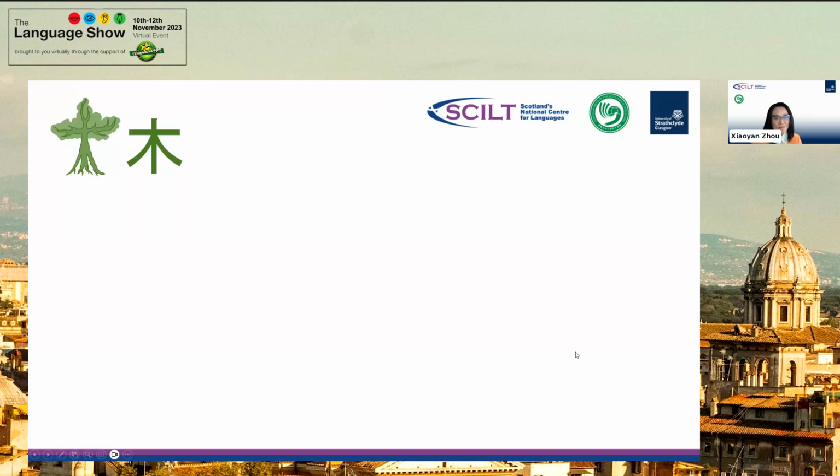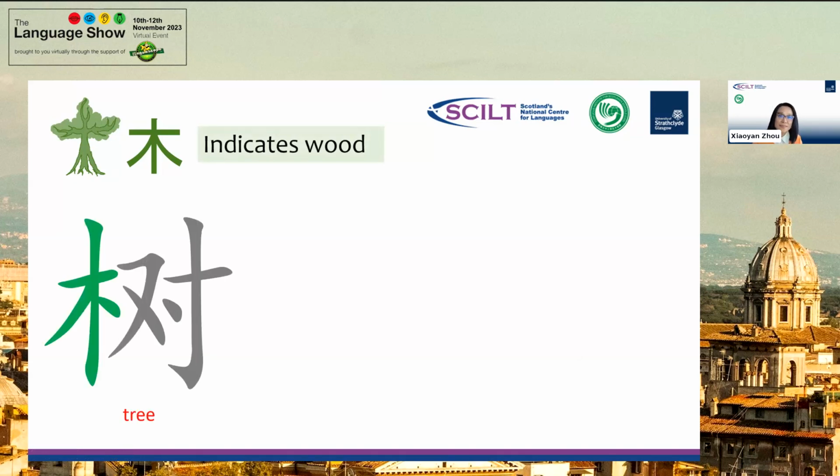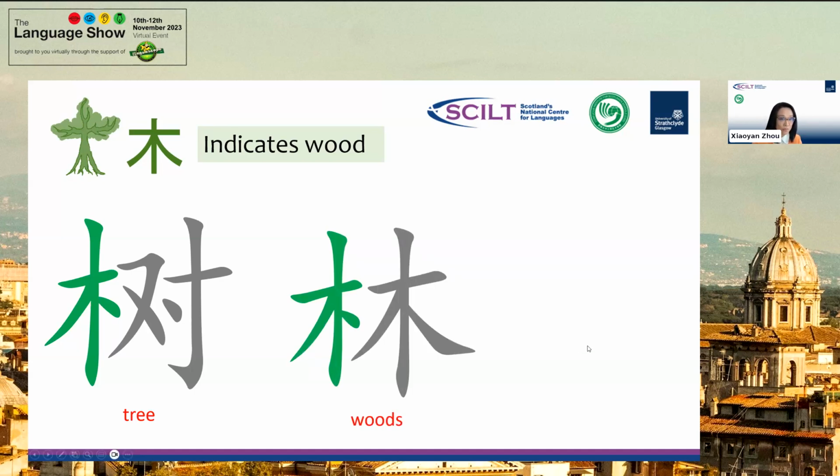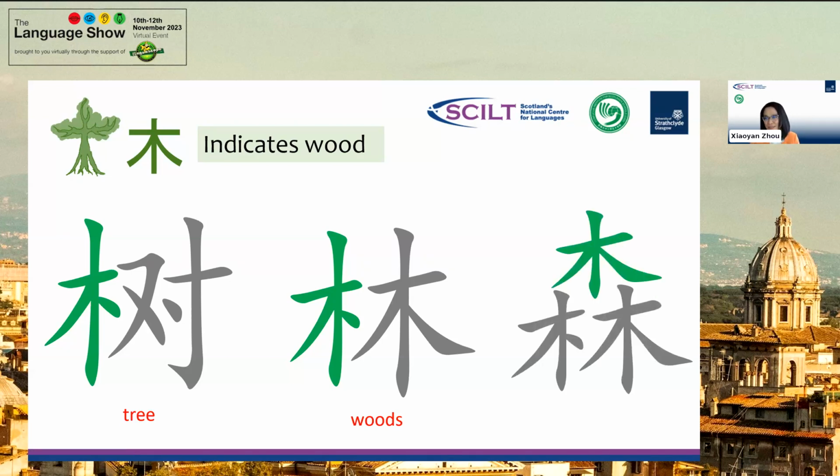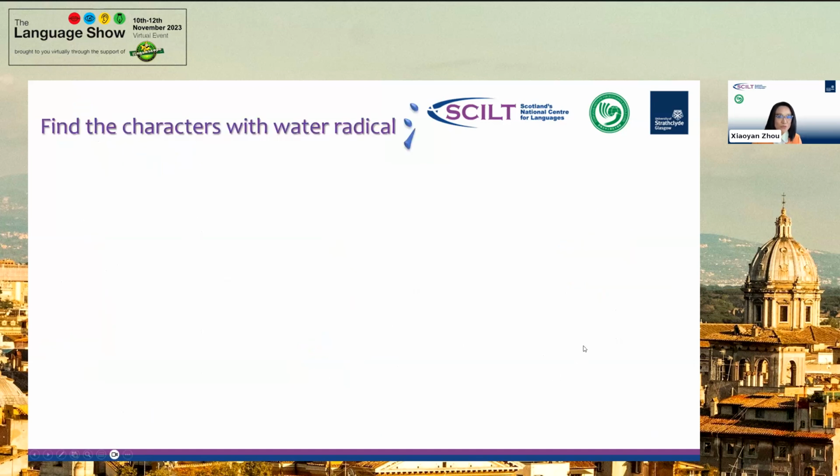The tree. This radical indicates wood. Look at the characters. The first one has one wood on the left. So this means tree. The second one has two. It means woods. Look at the third one. Guess the meaning for the third one. We have tree, we have woods, and three of those. What's the meaning? Well done, Jude. But we got so many forests. Well done, everyone. Super. Excellent. Now let's move on to more practice.